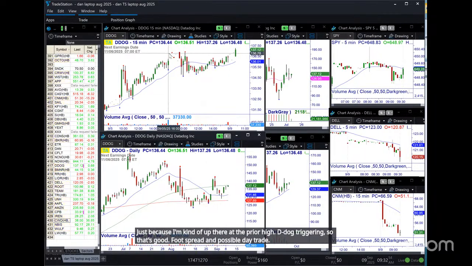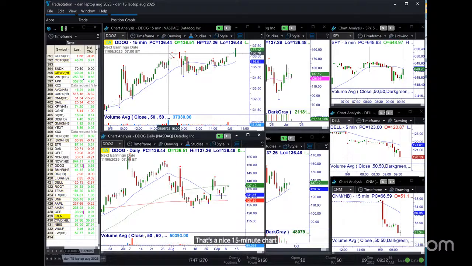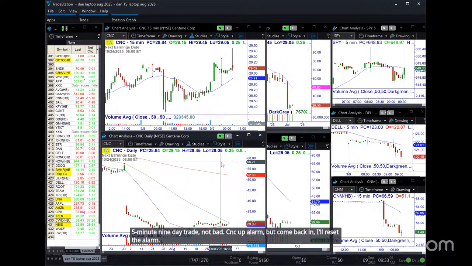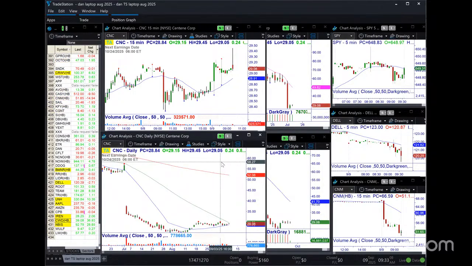That's a nice 15-minute chart. You could do 5-minute high on this. 5-minute high day trade, not bad. CNC up alarm, but come back in. I'll reset the alarm. MOH alarm.